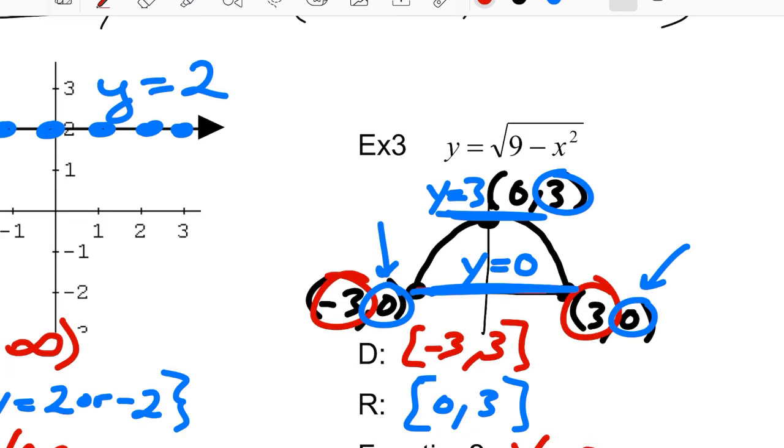Yes, it is a function. It passes the vertical line test. If you draw vertical lines, you will only ever touch at one point.